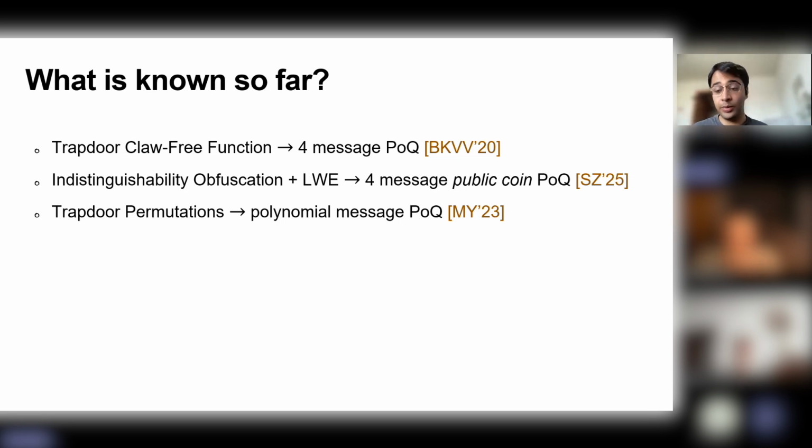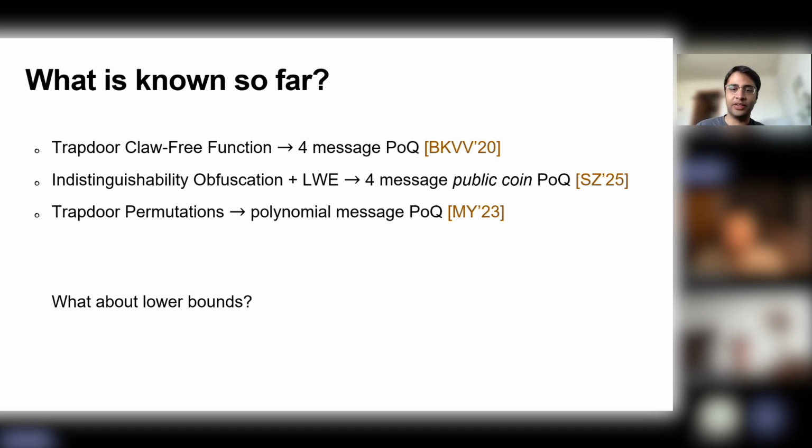But from trapdoor permutations, we know that if you don't care about round complexity at all, you can get some polynomial-message proof of quantumness where you have many, many rounds. And the main takeaway here is that these are all reasonably structured assumptions. They have these trapdoors, and you need IO or this claw-freeness structural property. What about lower bounds? Do we know that this structure is required?